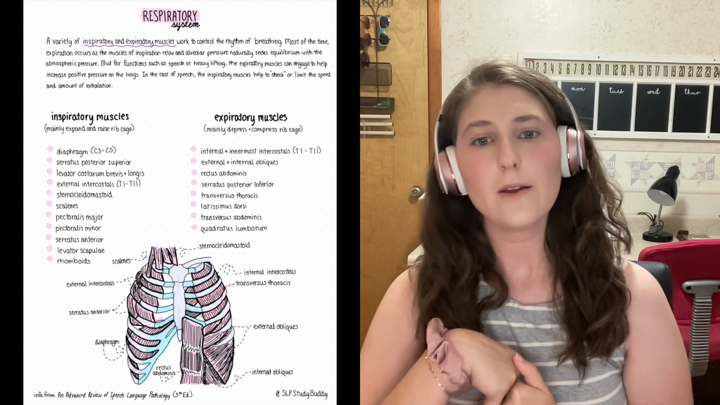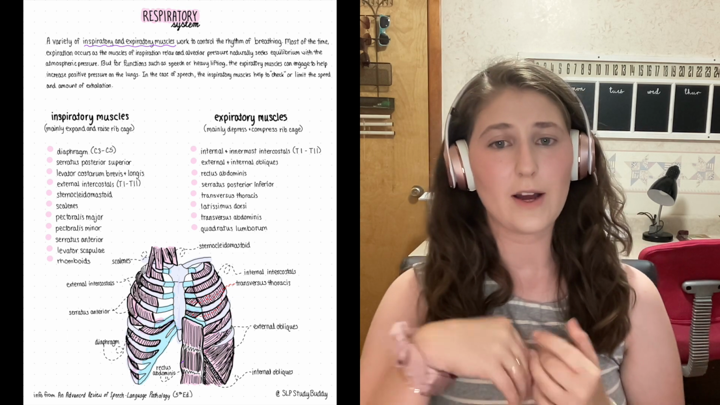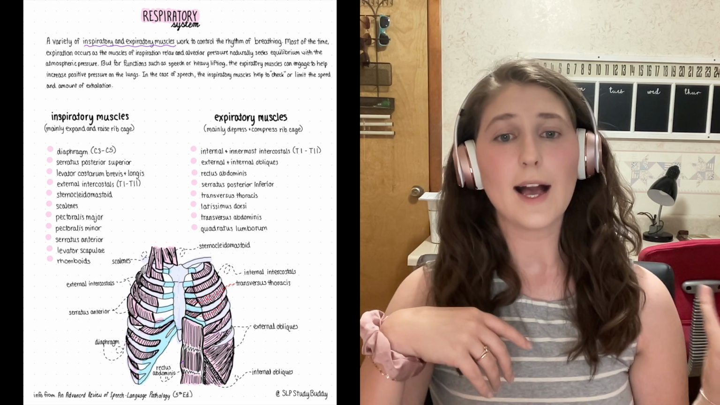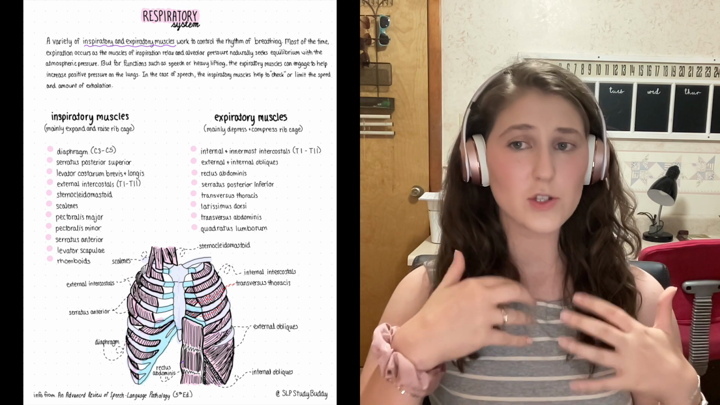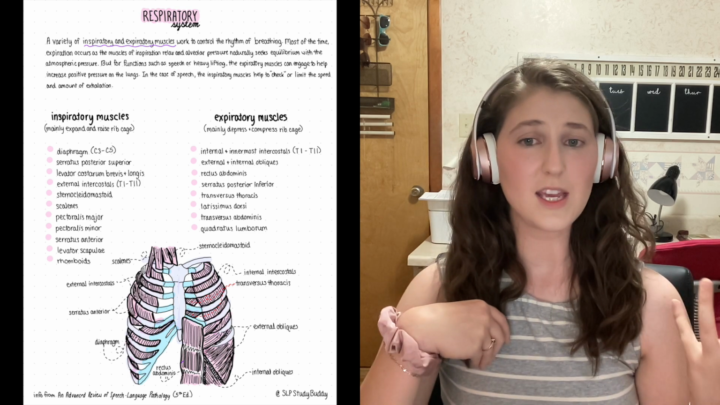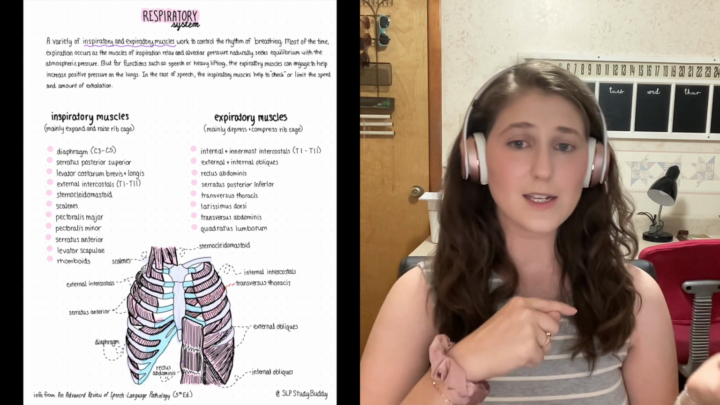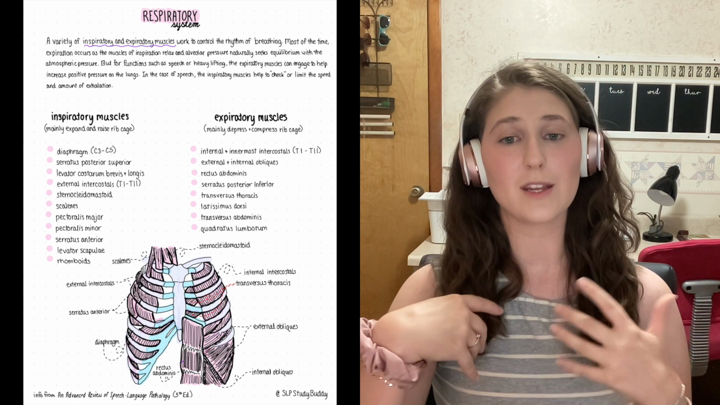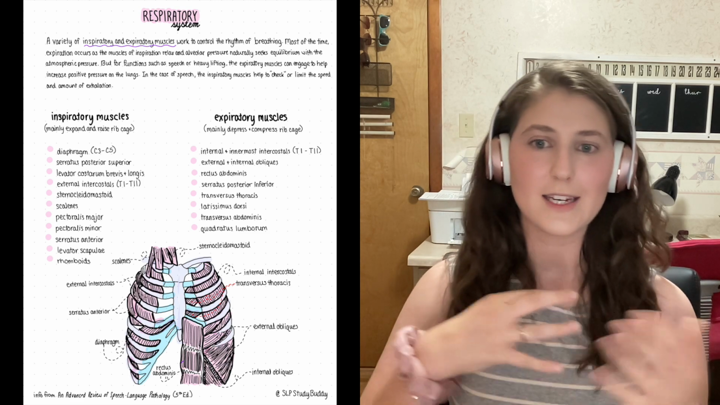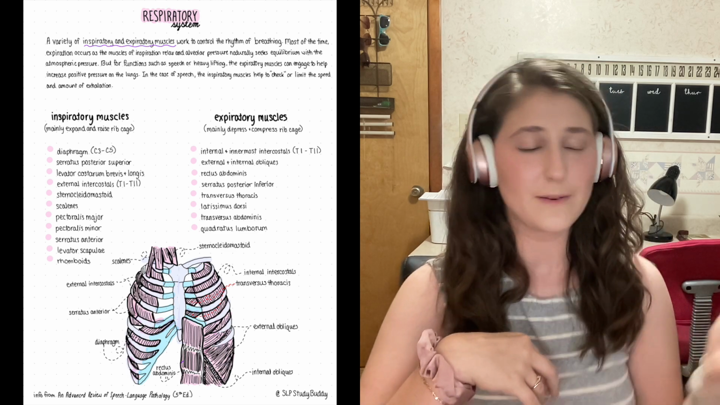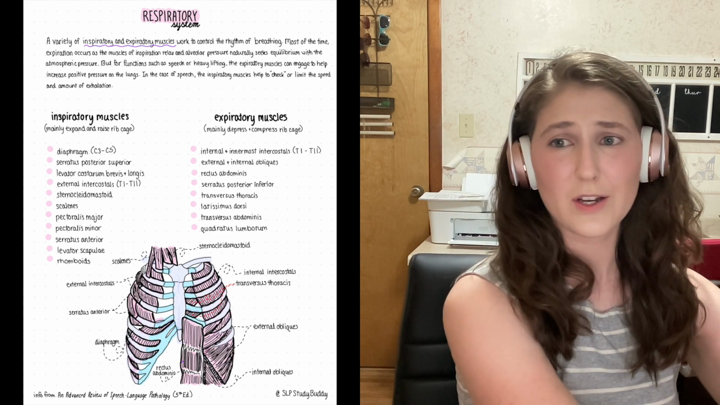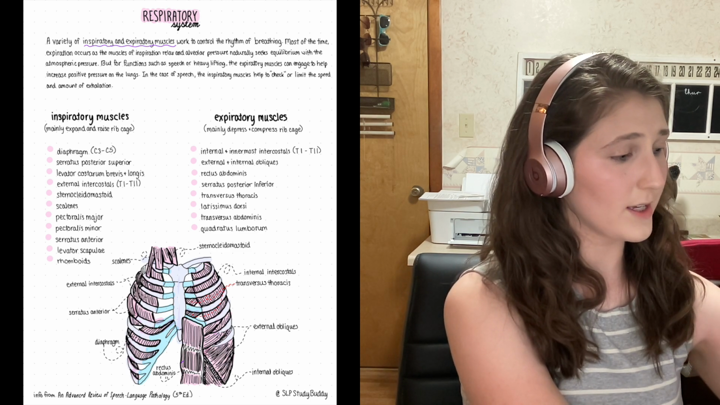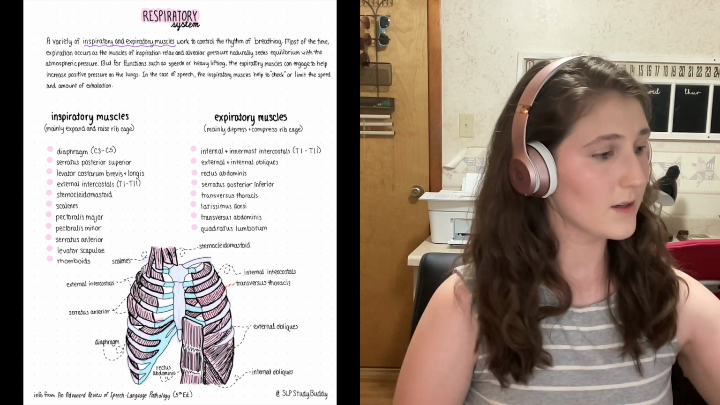So I remember this by thinking about how they start with opposite letters. Inspiration starts with an I, and it's helped by the external intercostals, which starts with an E. And then the opposite, we have expiration, which starts with an E, and internal or innermost starts with an I. So it's always an E and an I with intercostal muscles, and that's a good guide that's helped me remember which intercostal does what.